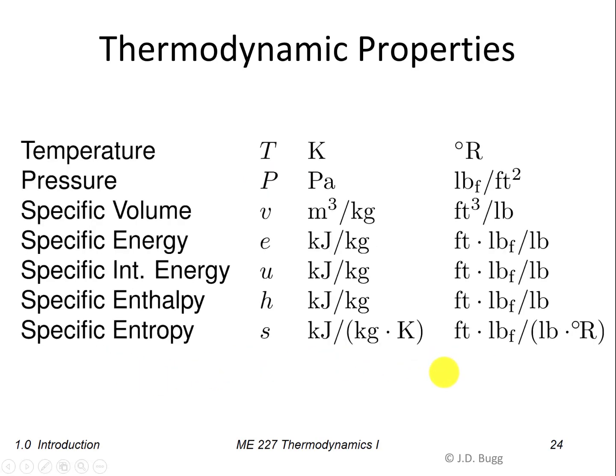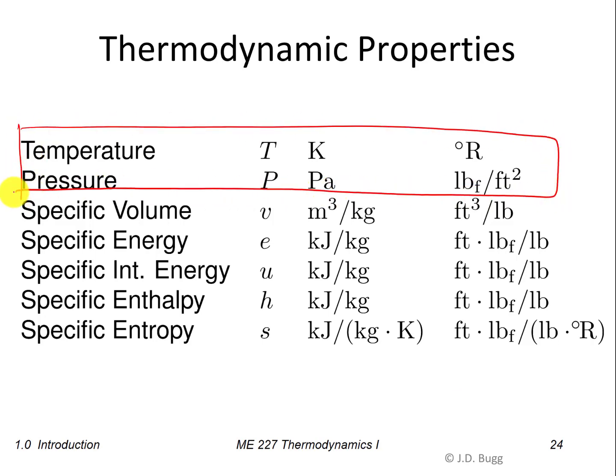So if we look at another list of thermodynamic properties here, just continuing on, the first two of these are temperature and pressure. So these are new, they weren't on the previous slide. The symbol we'll be using for temperature is an uppercase T, and of course the units are Kelvin or degree Rankine. The units for pressure, uppercase P, units in SI are pascals. Now a pascal is a Newton per meter squared.